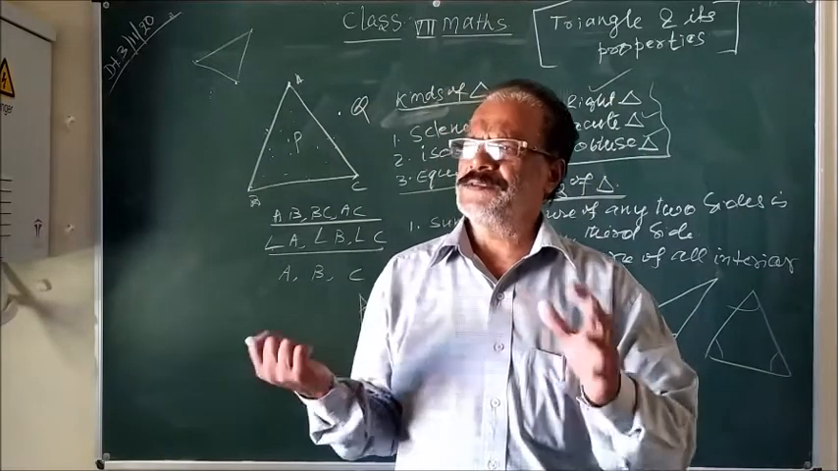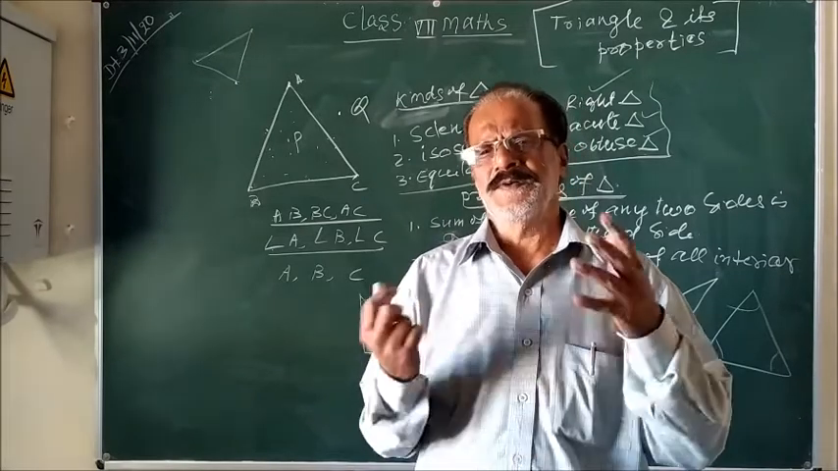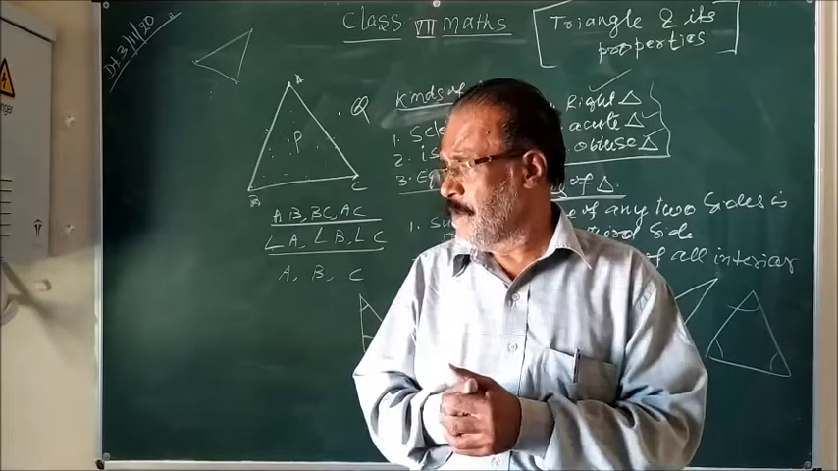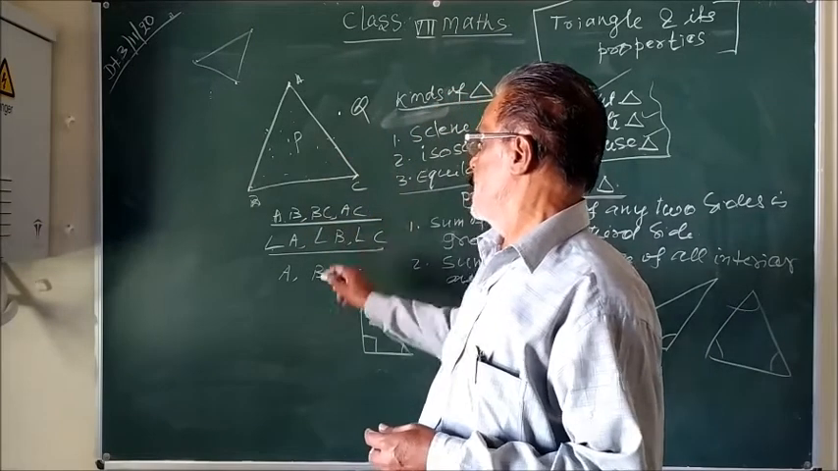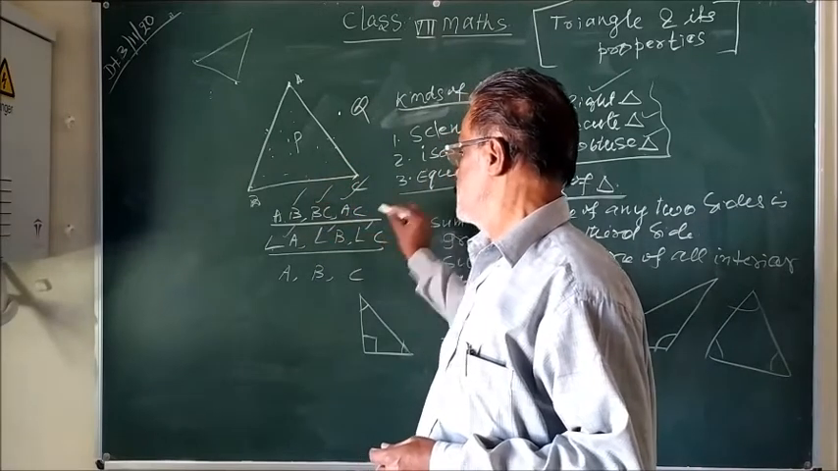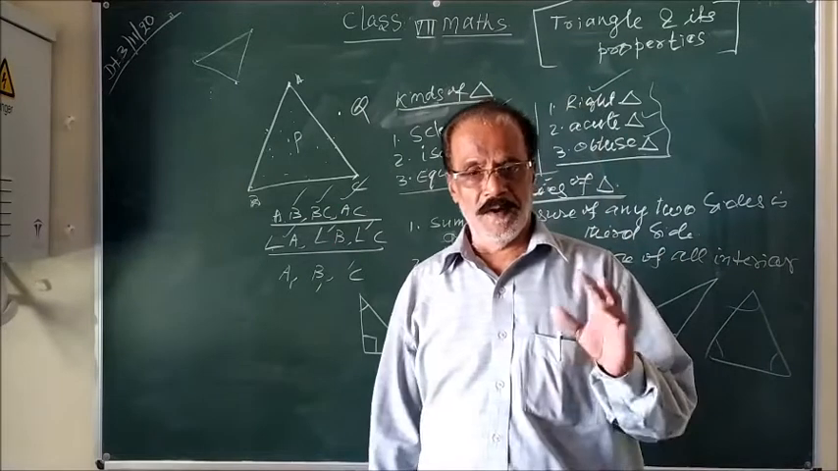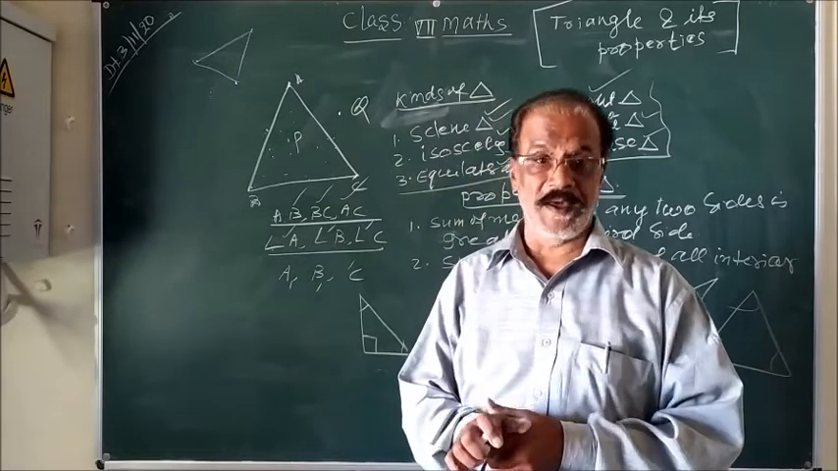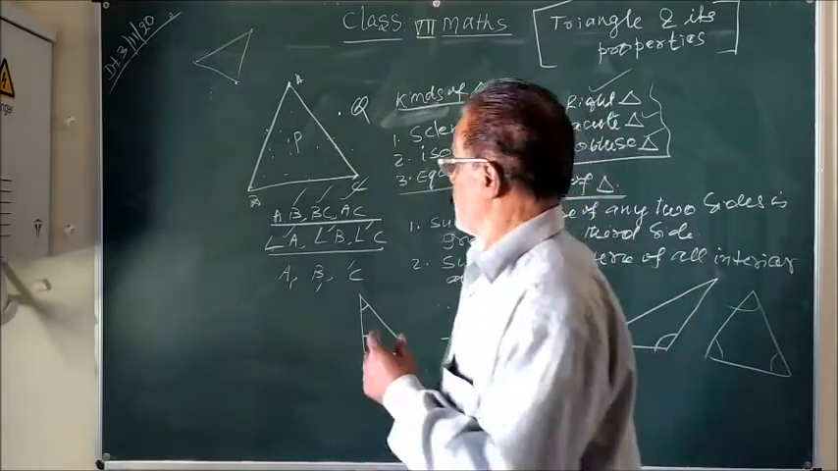The triangle has 6 parts. These are also called elements. 3 sides and 3 angles. Now look, this is triangle ABC, it has 3 sides, and these are 3 angles. And these 3 points are called vertices. Vertices is the plural of vertex. So this is about the triangle.